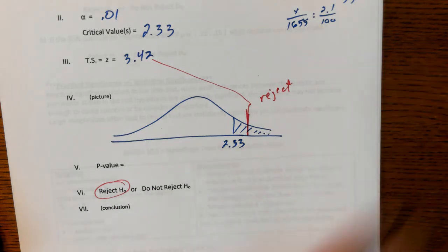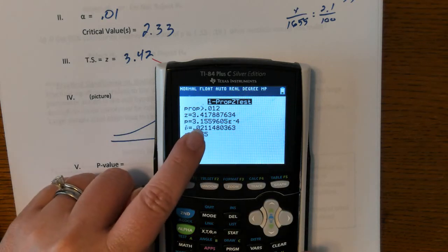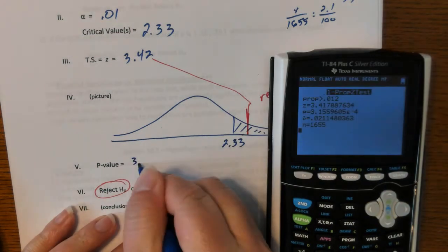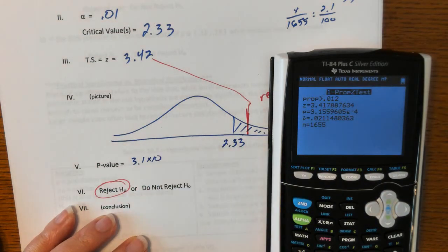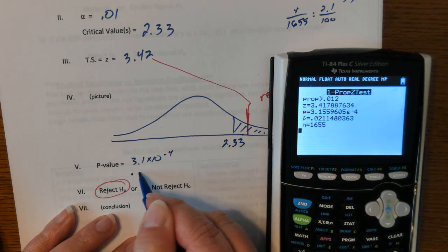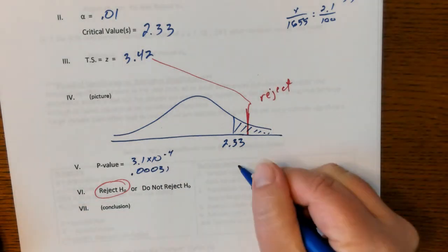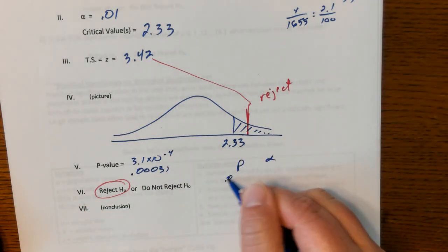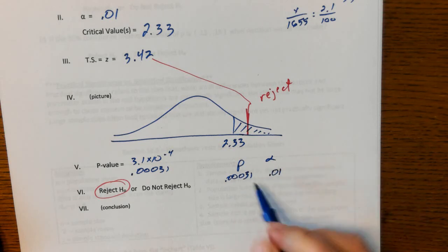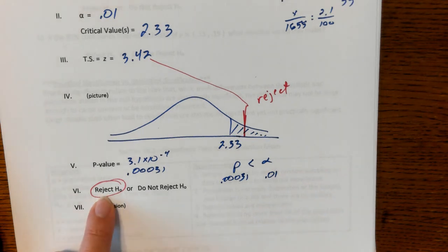Let's go ahead and look at the p-value as well. The p-value, notice it looks like it's 3.1, but if you look all the way to the end, it's got that little e. So 3.1 times 10 to the negative 4. When I move that decimal 4 places left, I'll have 0.00031. So really, I'm comparing p to alpha. 0.00031 is definitely smaller than 0.01. P is low, so we were right to choose reject.